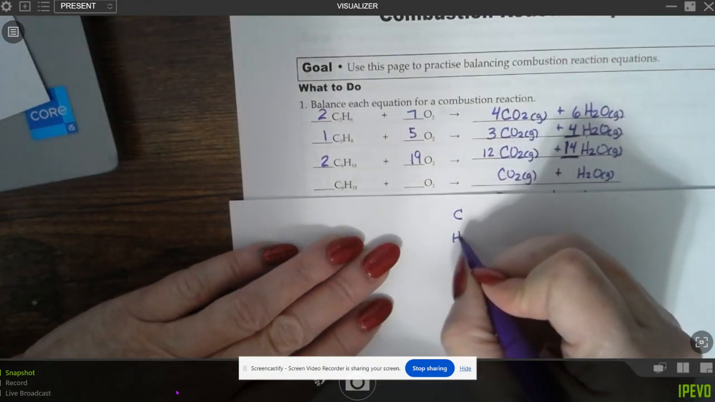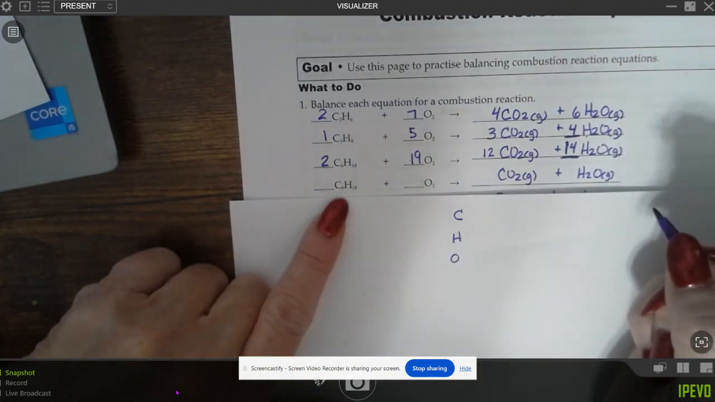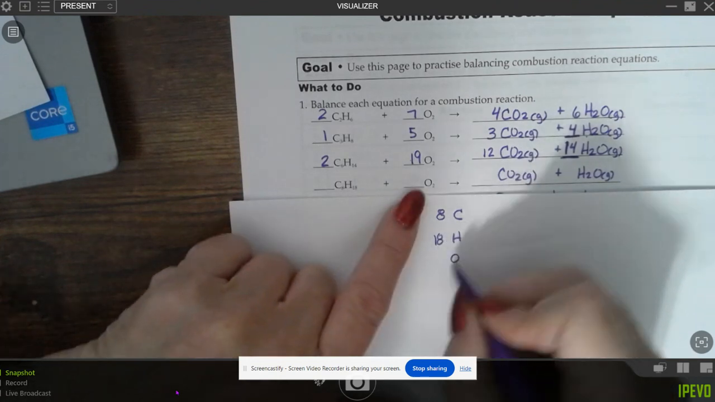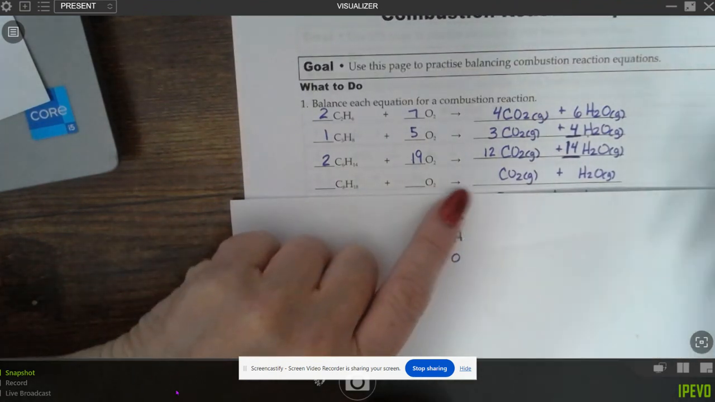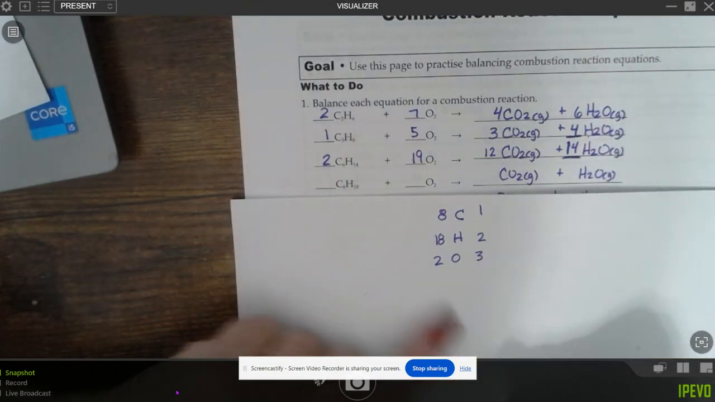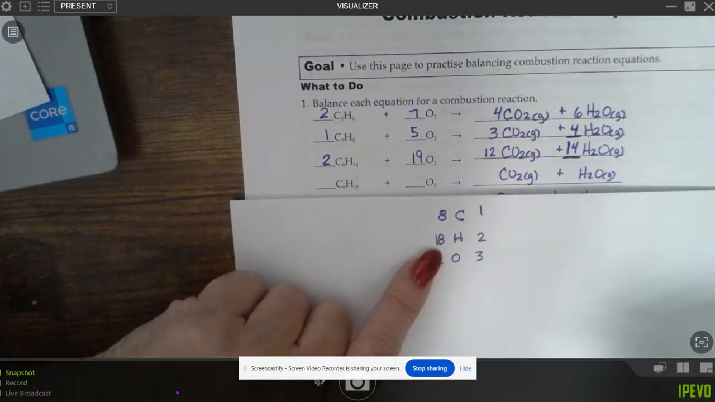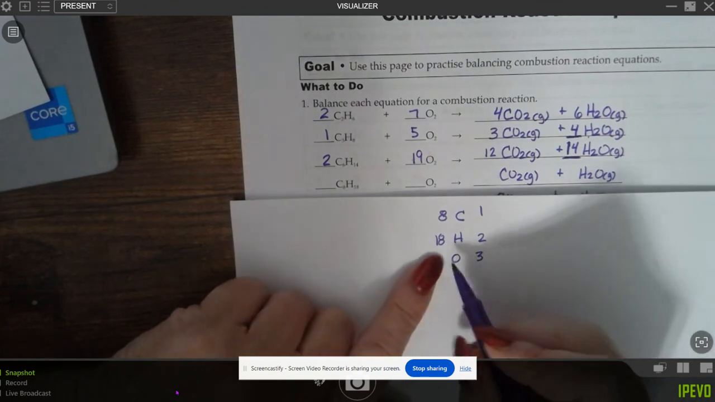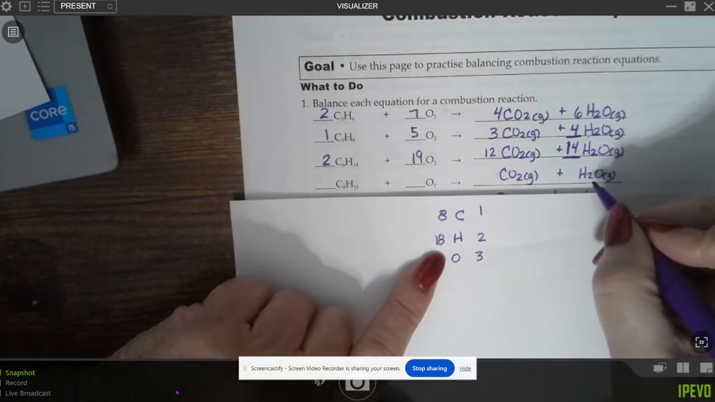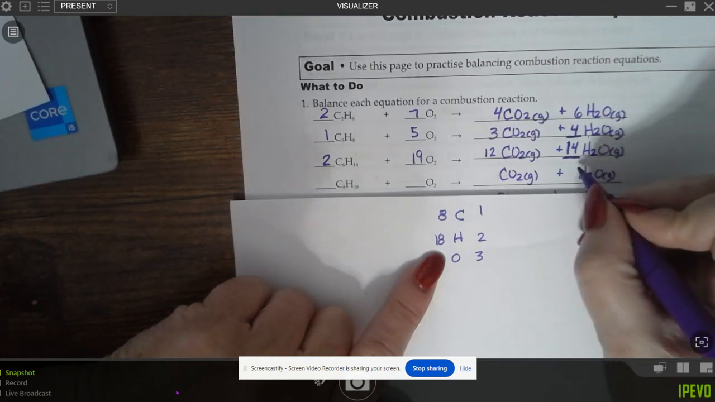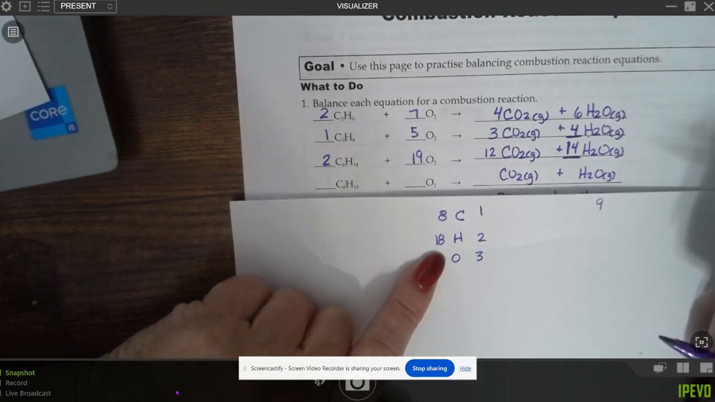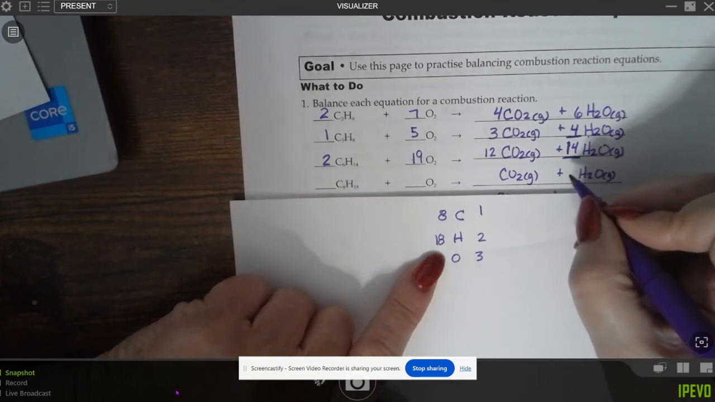Carbon, hydrogen, oxygen. I have 8 carbon, 18 hydrogen, 2 oxygen. Over here, guess what? 1, 2, 3. All right, so I'm going to look at my hydrogen first, because here I have 18 hydrogen. So what would I have to multiply by 2 to get 18? Guess what? An odd number. I would have to do 9. So I'm just going to double it. That's just something you got to get into the routine of doing.